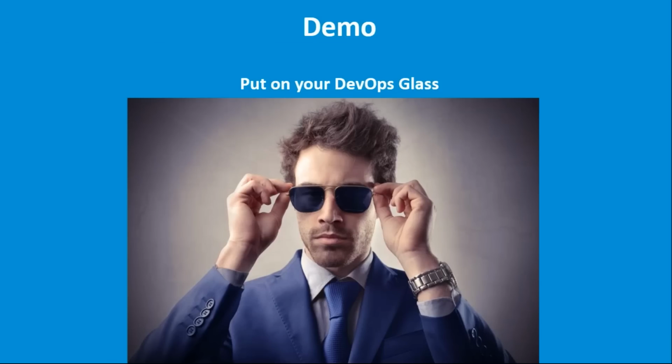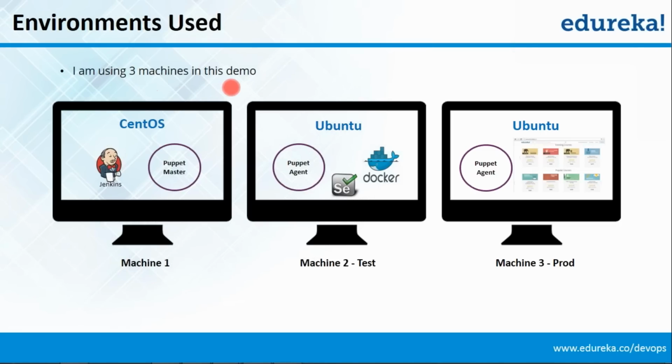Let's get started. But before I begin with the practical, let me show you the environments I am using. So I am using 3 machines in this demo. I'm using different operating systems to give you a feel of working with different environments. On my first machine, I have CentOS, where my Jenkins and Puppet master are running. Second machine is my test machine. This machine has Ubuntu, where I create my test environment using Docker and run my application in a Docker container. A Puppet agent is also running on this machine.